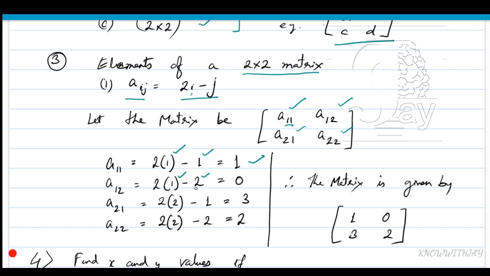0. In the same manner, if we go on finding the other elements, we have the next element a21 as 3 and a22, the fourth element, will be 2. So if we put all the values in the matrix format, we get 1, 0, 3, 2.